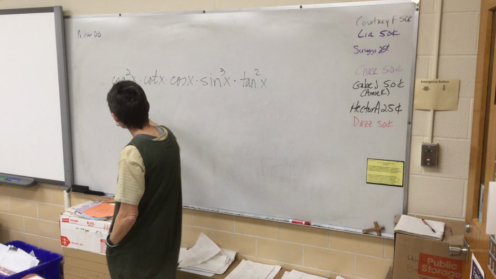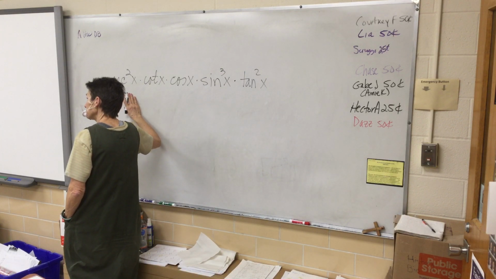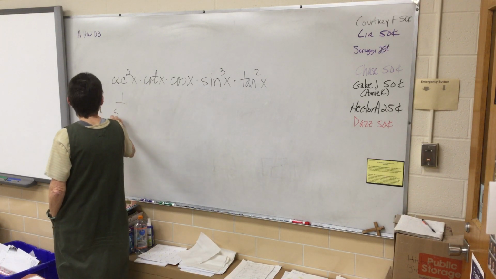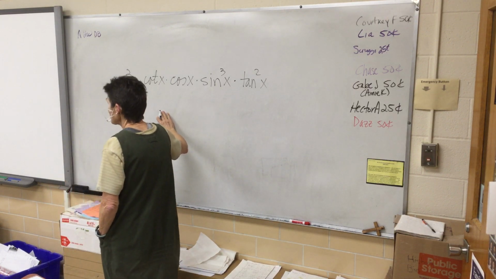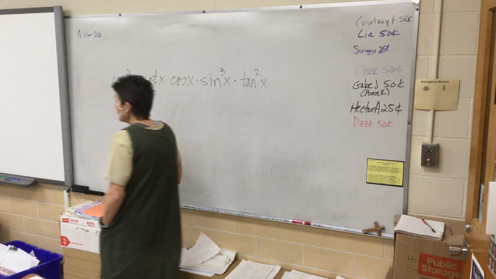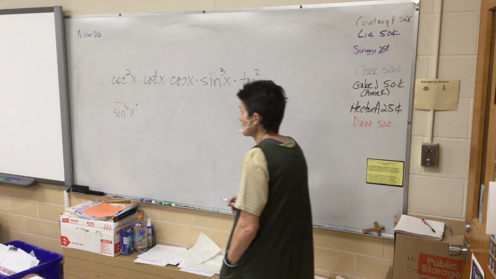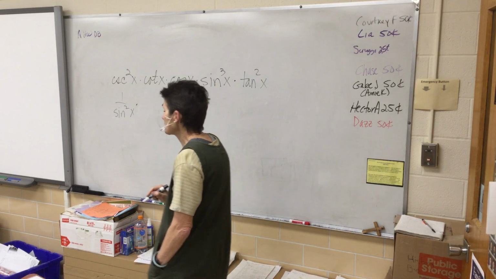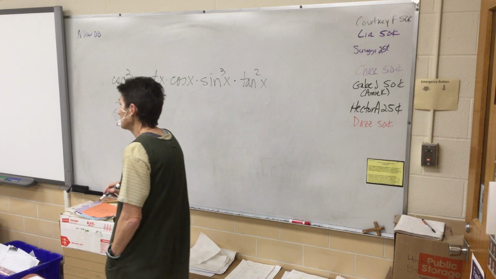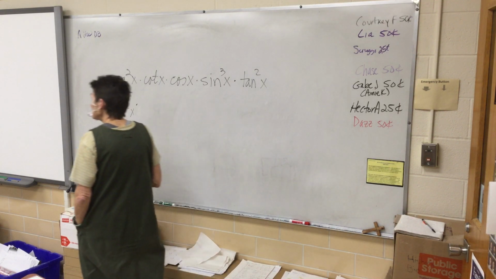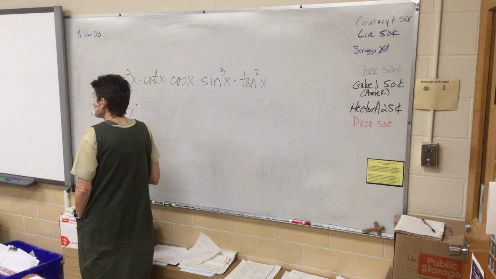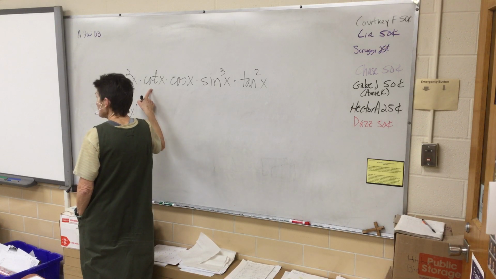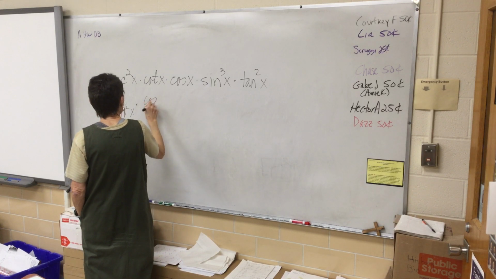What did you do with your cosecant squared? 1 over sine squared. Don't forget the square. Whatever the power is, you keep that. What did you do with cotangent? 1 over tan. Okay, now we're going to change everything into sines and cosines. So look again. What is cotangent? Sine over cosine. Cotangent. Cosine over sine.